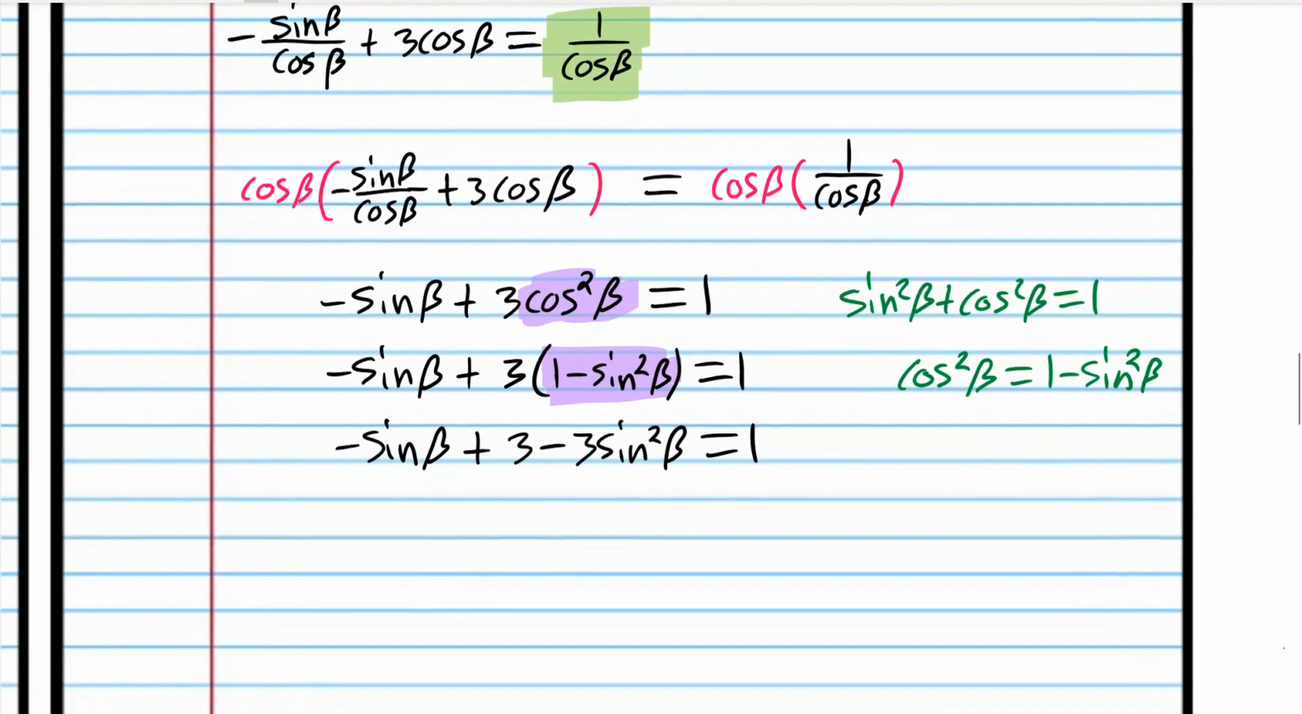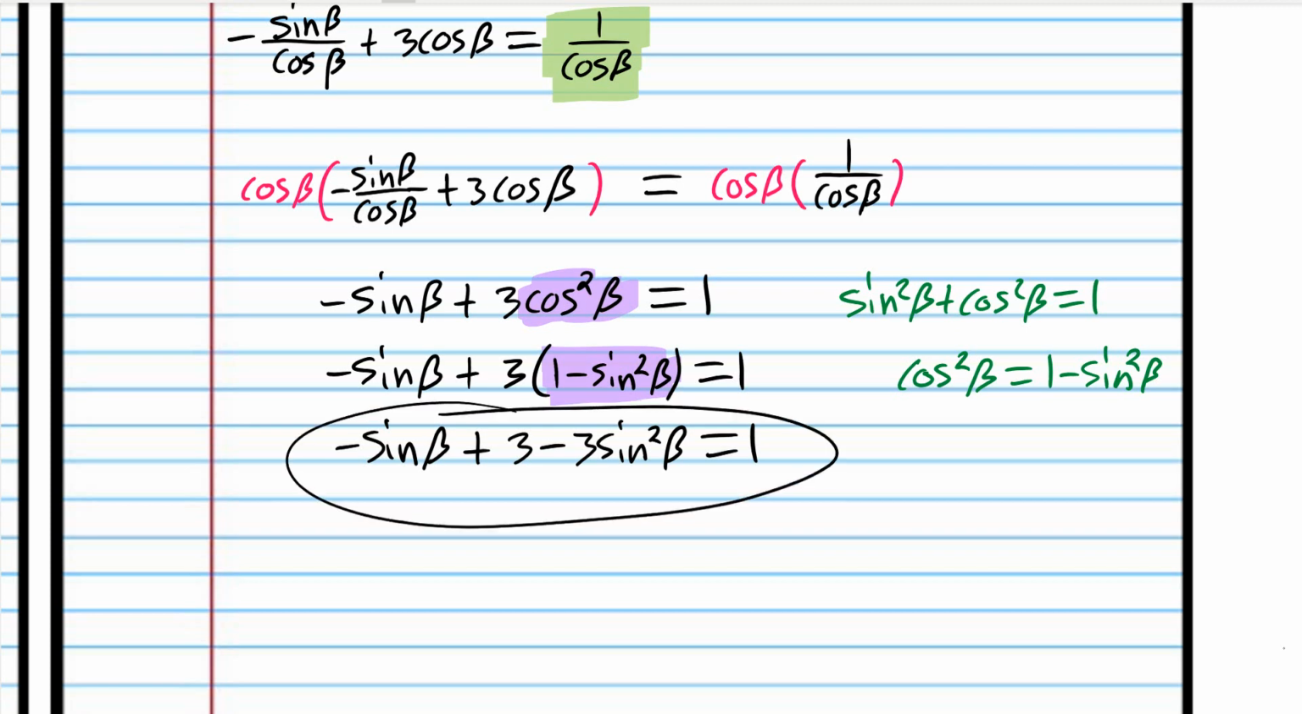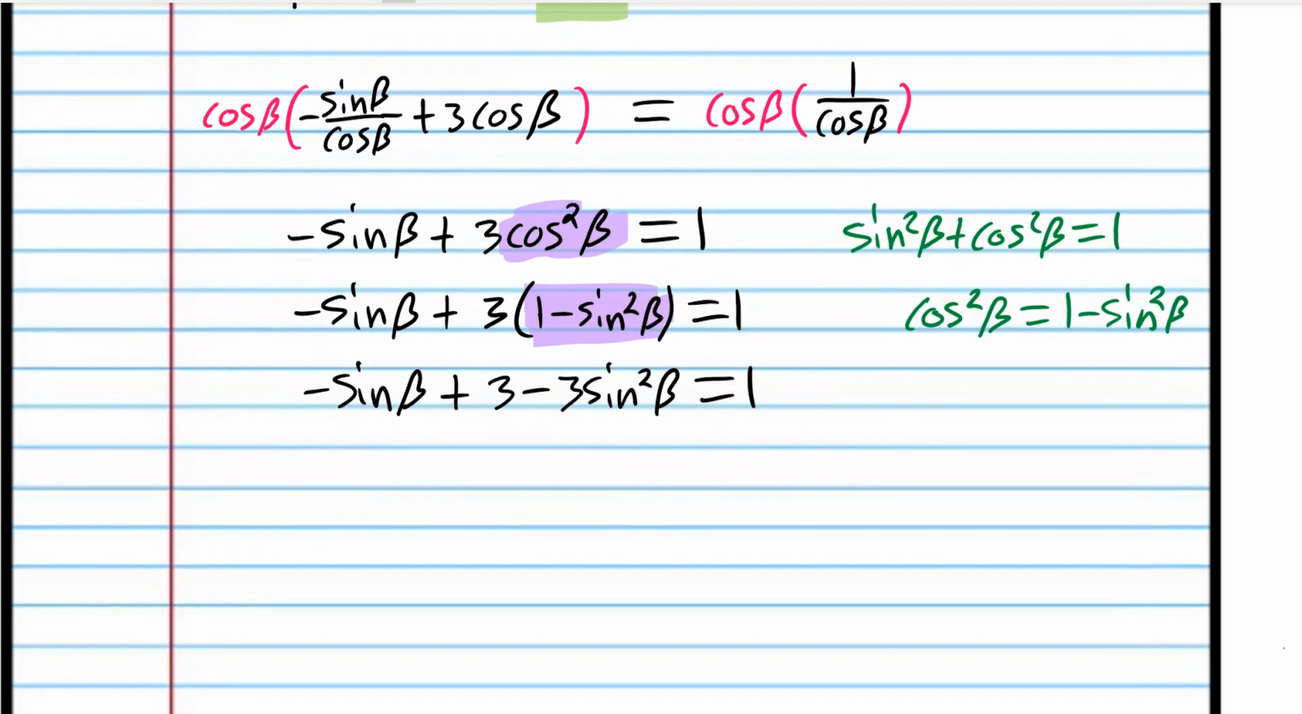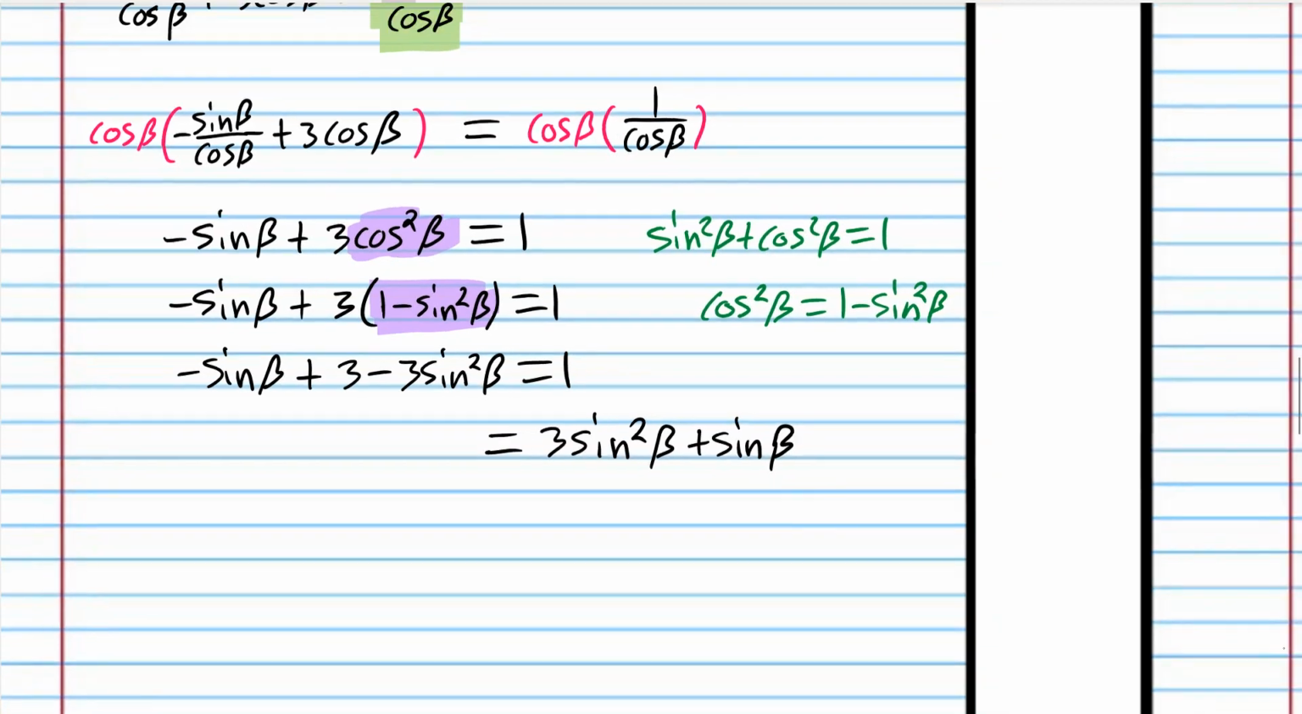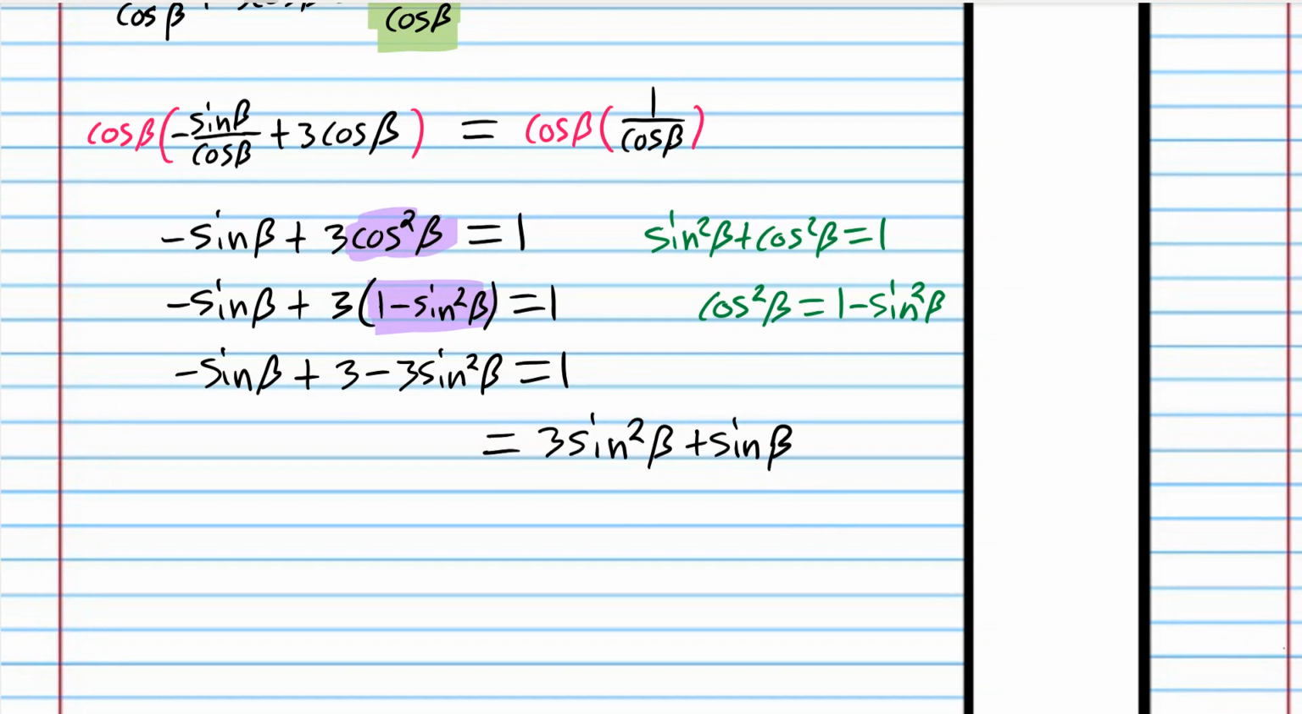And now we have what resembles a quadratic equation. We like the squared variable to be positive, so we're going to put everything on the right side of the equation. So I'm going to add 3 sine squared beta to both sides, and I'm going to add sine beta to both sides. And I'm going to subtract 3 from both sides.